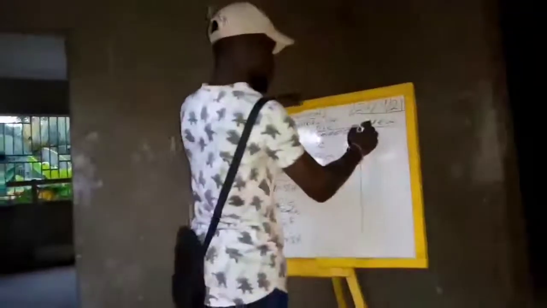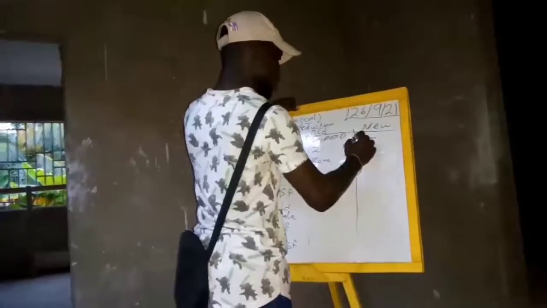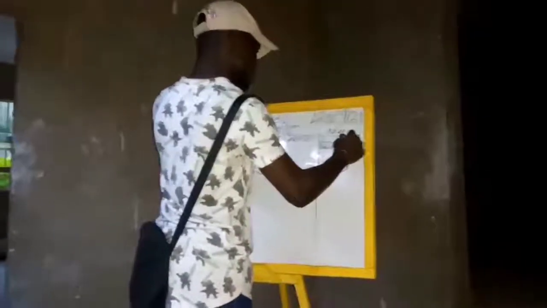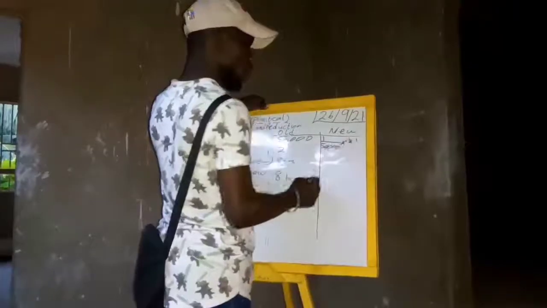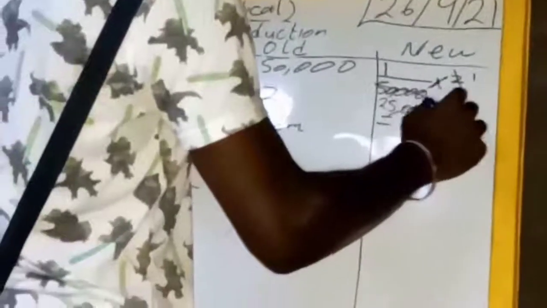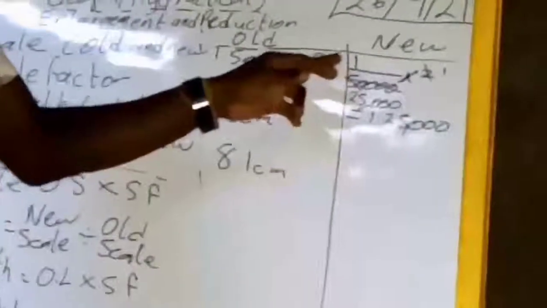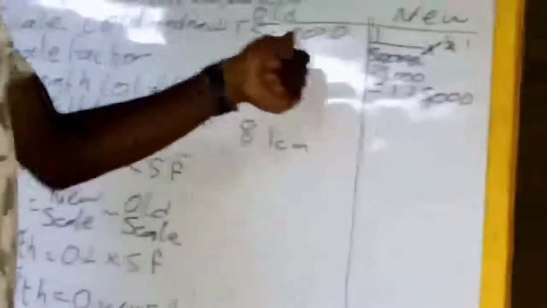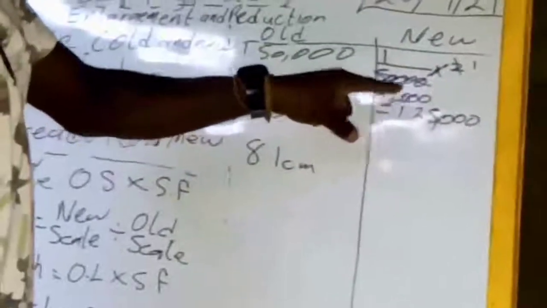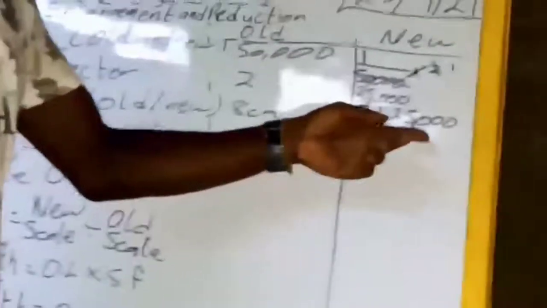Scale is old scale times scale factor. So that will mean that 1/50,000 times 2. So 2 goes here, 1. Okay, so that means that our new scale is 1:25,000. Don't forget, this is in the representative fraction form. So we can write it as a ratio or as a fraction. So 1/50,000 is the same as 1:50,000. And then the answer I got was 1/25,000. We wrote it as 1:25,000. This is the representative fraction scale.